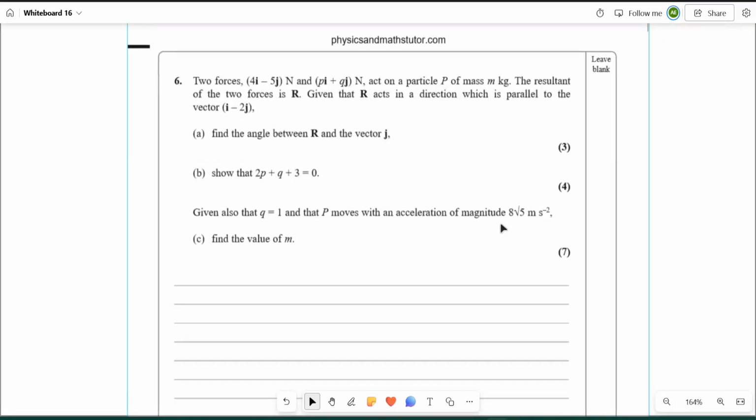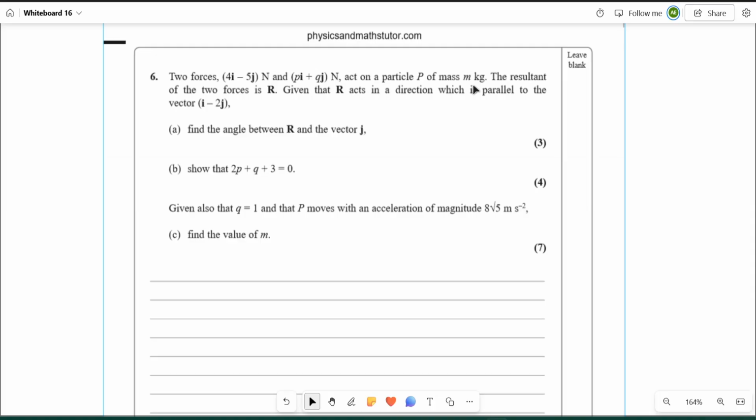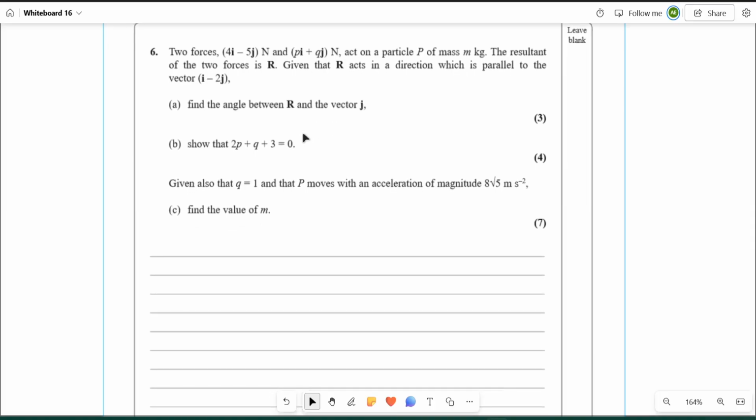The question says we have two forces, 4i minus 5j and pi plus qj, acting on a particle of mass m kilograms. The resultant of the two forces is R. Given that R acts in the direction which is parallel to the vector this, find the angle between R and the vector j. So before I go into the parallel and the scale thing, let's do part A first. A is easy. It tells you find the angle between R and j. I don't need the exact vector of R. I know that I don't have the vector R. I just have the direction where it goes.